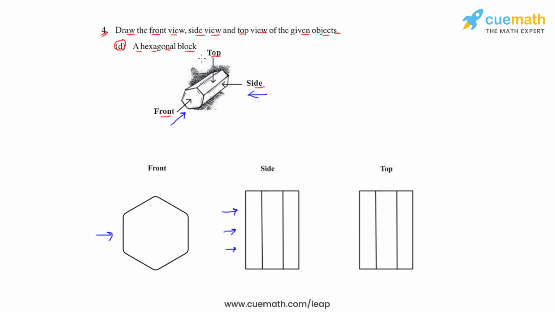Also, if we view the hexagonal block from the top, we'll again see the lateral face which is represented by a set of parallelograms. So these are the three different views which represent this hexagonal block, and let us now move on to the next object of the question.